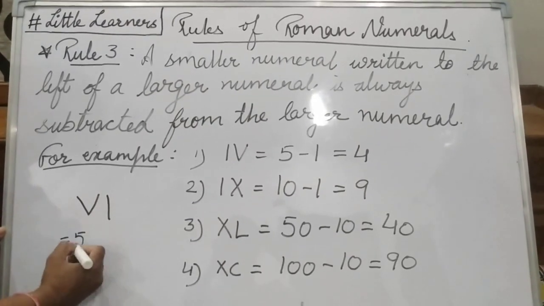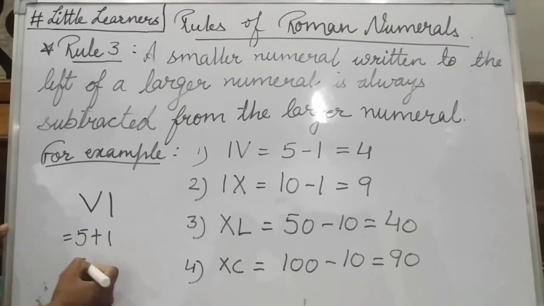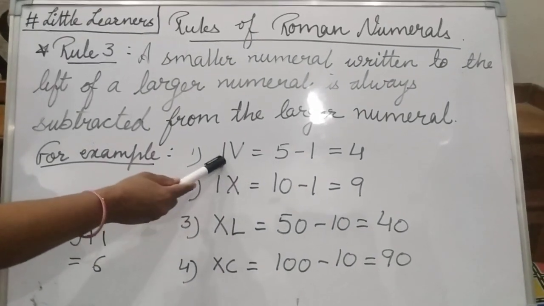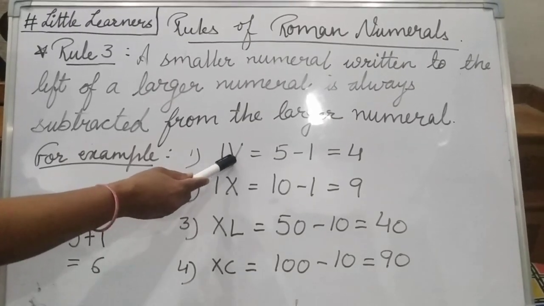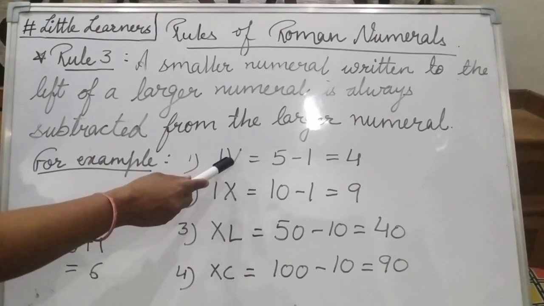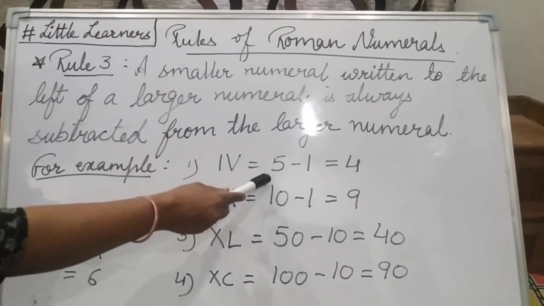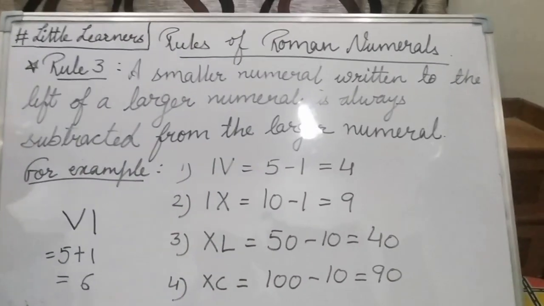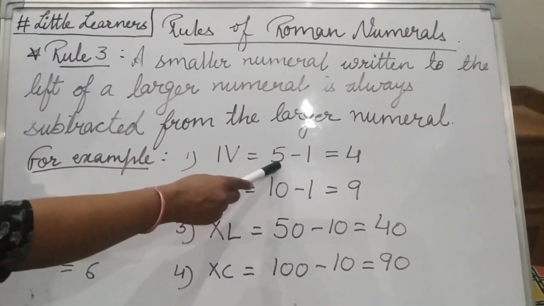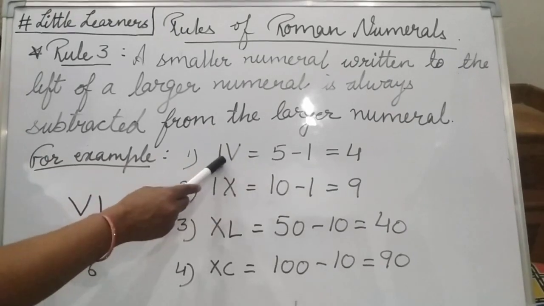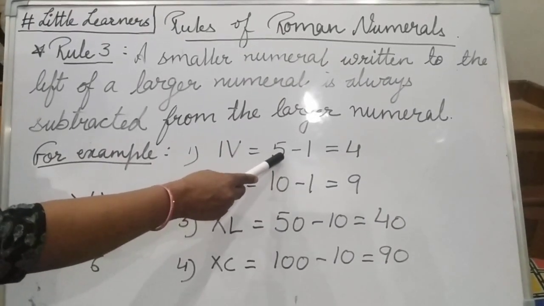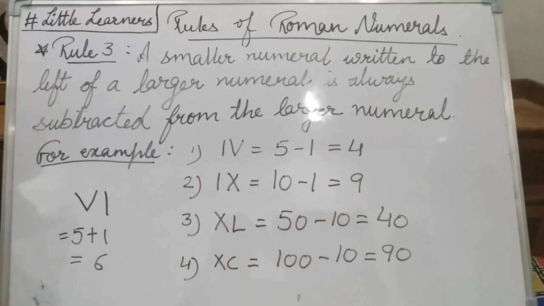So that time we were adding 5 plus 1 and it became 6. But here you can see the smaller numeral is written first, to the left of the larger numeral. So here children, we have to remember that we have to subtract. So IV, that means the bigger numeral we write, and then the smaller numeral we subtract from the bigger one. So 5 minus 1, that is 4.